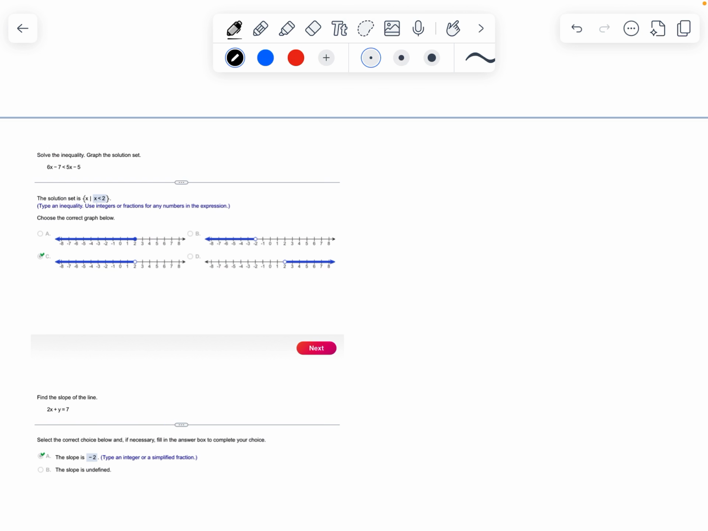Solve the inequality, and then graph the solution set. So we have 6x minus 7 is less than 5x minus 4. Basically, when you solve the inequality, your result doesn't give you just a single number like a normal equation will give you. Here it will give you a range of numbers, starting from this number to that number. So let's see how this looks.